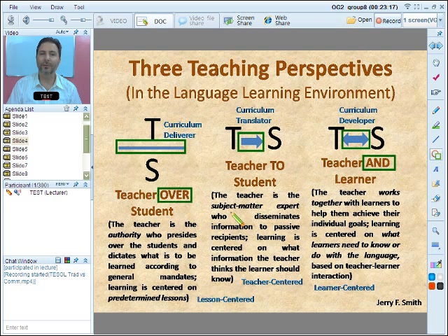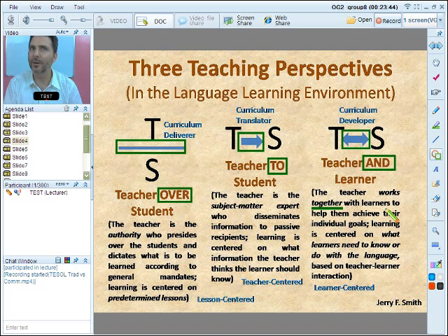The first one, teacher over student. Second one, teacher to student. Now this one, teacher and learner working together. In this case, the teacher doesn't necessarily view the student as a student, but as another person of equal status, of equal measure, who I'm interacting with, working together to help them achieve their goals.